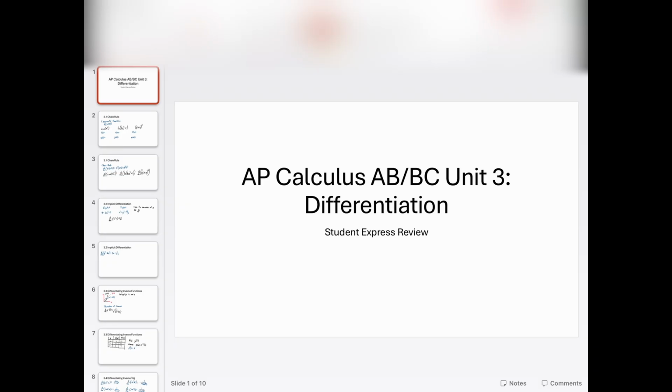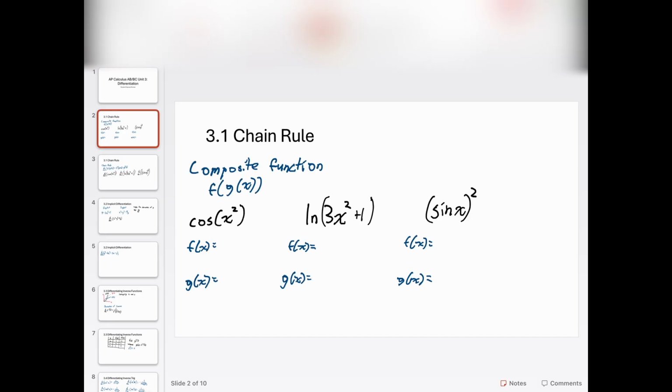This is more differentiation rules. So let's start by looking at the chain rule. The chain rule is for taking the derivative of a composite function, and that just means a function of a function, so f of g of x. So let's look at this cosine of x squared. The outermost function is cosine of x, while the innermost is x squared.